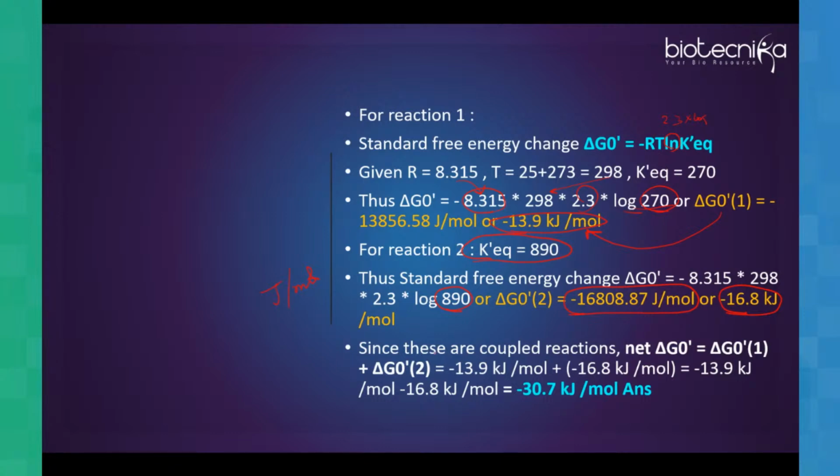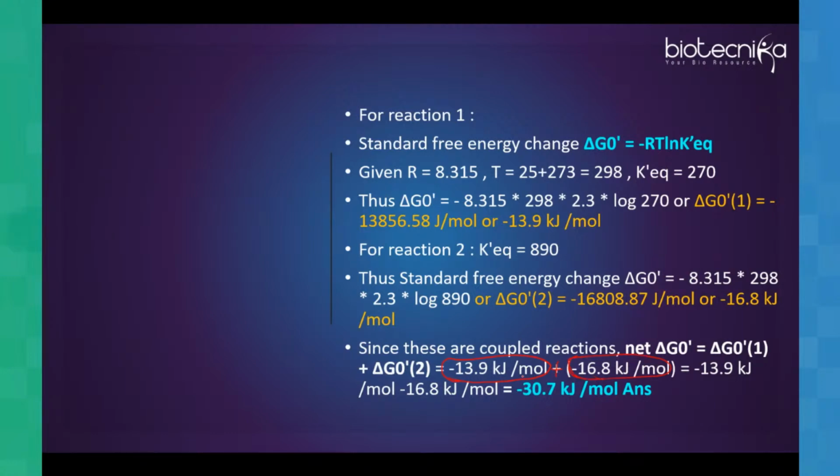All right, so since these are coupled reactions, net ΔG0' will be ΔG01 plus ΔG02. So together, if you add them up, then this is what you're getting. Now, what did I say? You have to add it with this sign. So minus the first ΔG01 plus minus of the ΔG02.